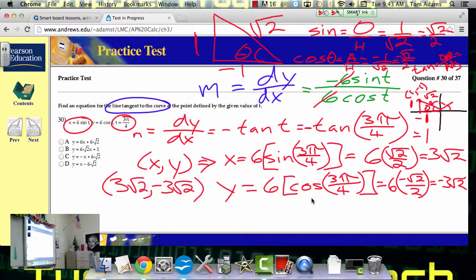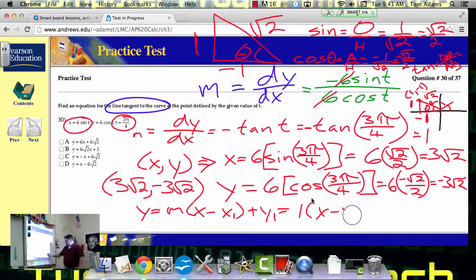Then did you just plug it into point slope form? Yes. What I need to do is plug this into y equals m times x minus x sub 1 plus y sub 1. My m was 1, so 1 times x minus x sub 1. x sub 1 was 3 root 2, plus negative 3 root 2.